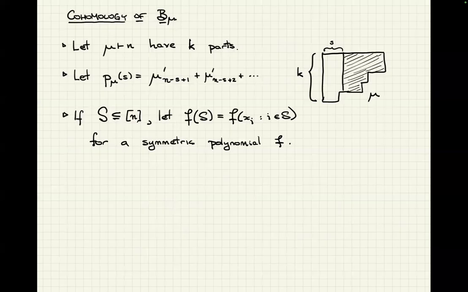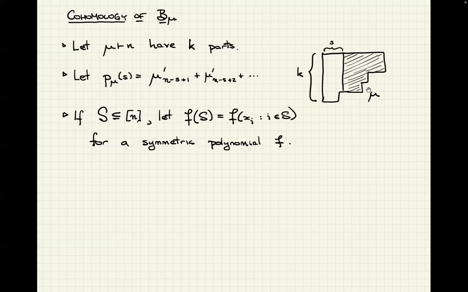Okay, so what is the cohomology of the Springer fiber? How could we present it? So we're going to let mu have k parts, and there's a presentation of this cohomology ring that was due to Springer, kind of cleaned up by Tanisaki, and this presentation involves a little bit of noise, a little bit of notation. So we have this k-part partition, and if s is a positive integer, I'm going to let P sub mu of s be this thing.